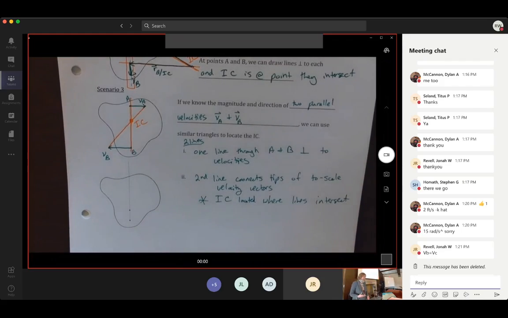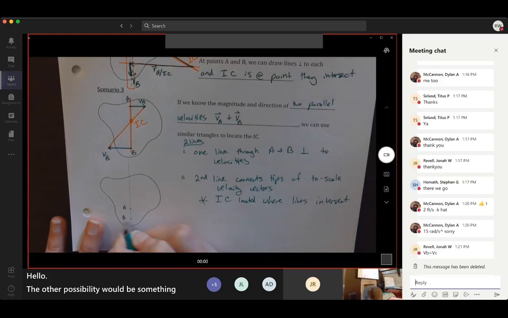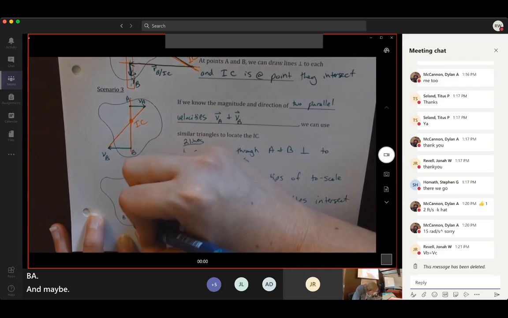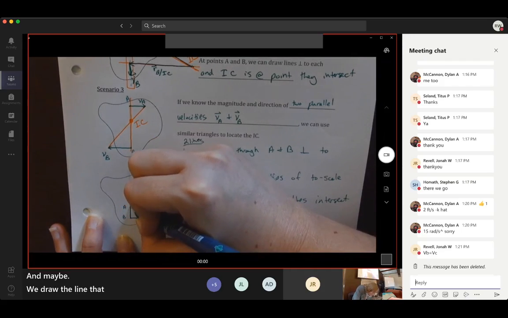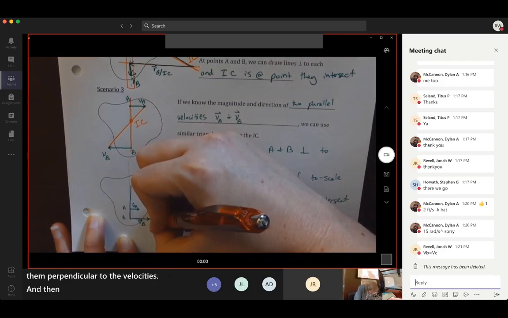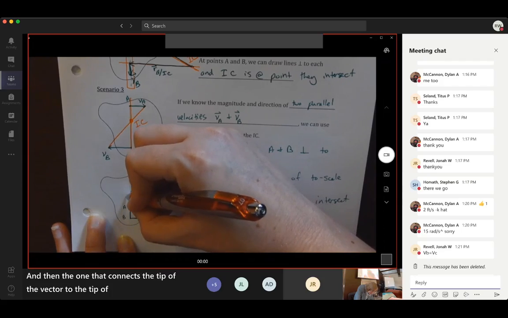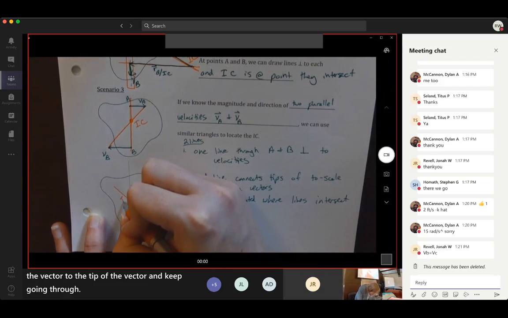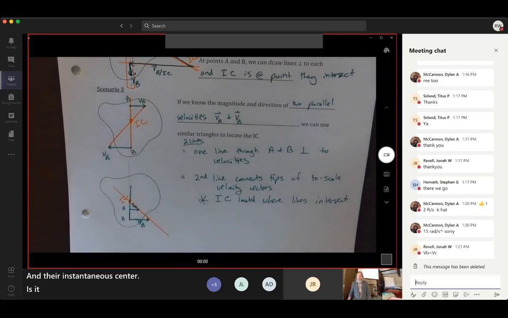Okay. The other possibility would be something like this. So if we've got VA and VB, we draw the line that connects through them perpendicular to the velocities, and then the line that connects the tip of the vector to the tip of the vector, and keep going through. And our instantaneous center is again where they intersect.